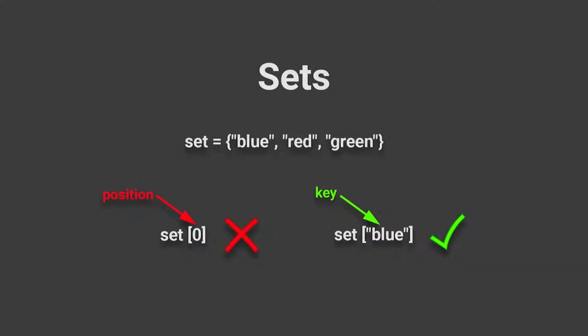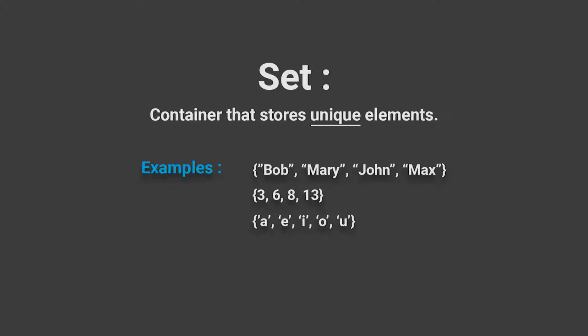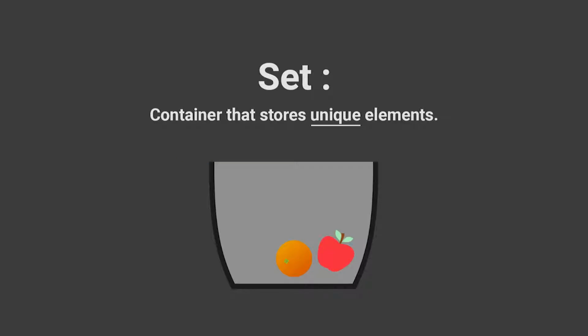Sets are a type of associative container, meaning items within this container are referenced by a key rather than a position. A set is a container that contains a collection of unique elements. For example, let us pretend our set is a container of type fruit. Because our container is a set, each fruit we put in it will have to be unique.